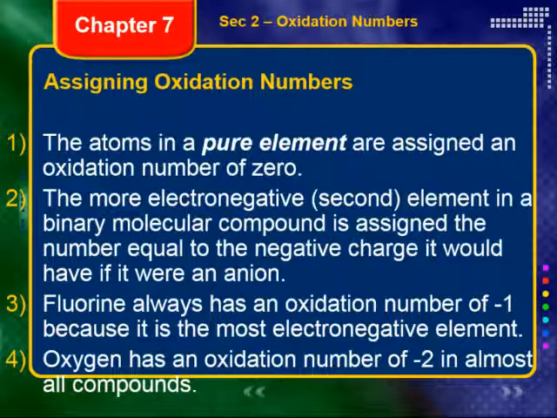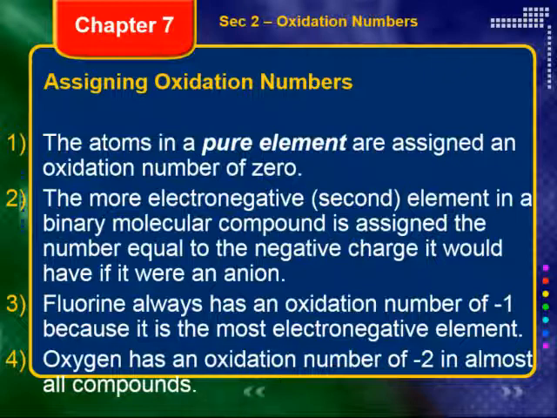Number 2, the more electronegative atom, which is the thing that's going to be listed second, the more electronegative element in the binary molecular compound is assigned the number equal to the negative charge it would have if it were an ion. Now, it's not an ion because this is a molecular compound, but if it were, the oxidation number you're going to give it is equal to that negative charge.